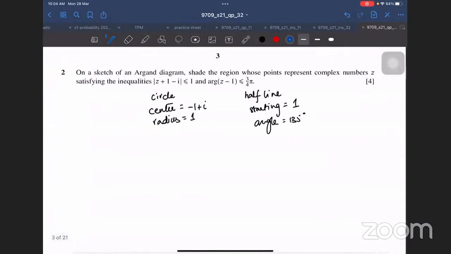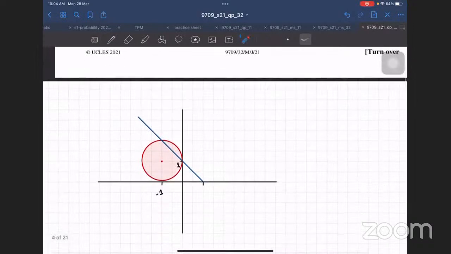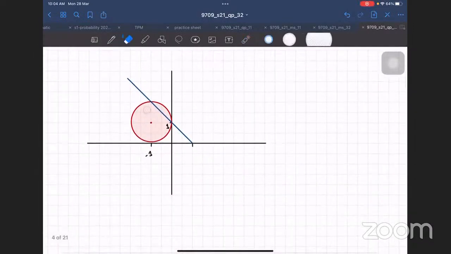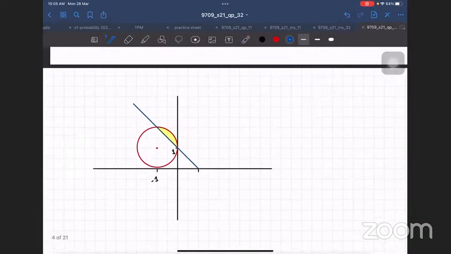Okay, now I need to remain inside the circle because it says less than 1, and I need to remain less than or equal to 135 degrees, which means I know that I need to stay on this side of the line and inside the circle. So this is the region that I'm going to shade, and I get this. On the exam, you will have to use a scale and draw accurate marks, and then draw the circle with the compass and the half line with a protractor.